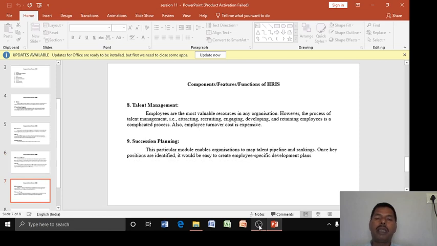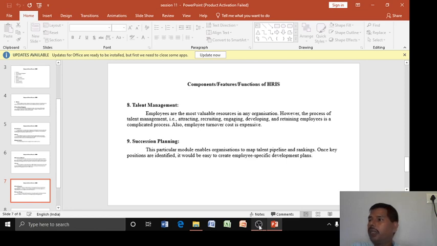Next one is talent management. Employees are the most valuable resources in an organization. However, the process of talent management, that is, attracting the talent pool to our company, recruiting the talent pool, engaging the talent pool, developing them to the maximum extent possible, and after that, retaining employees, is a complicated process also.